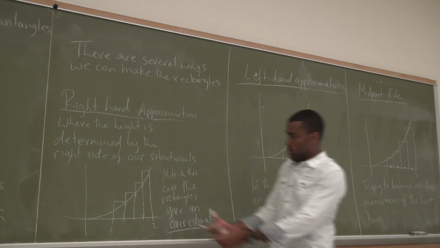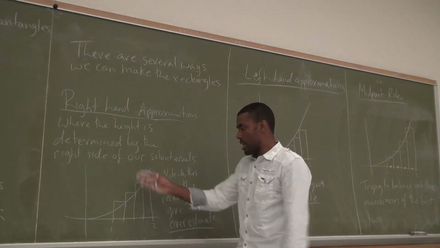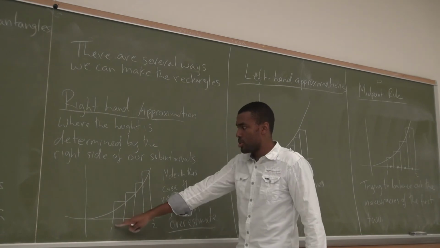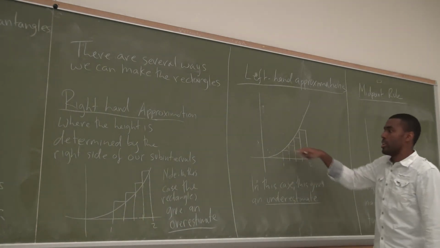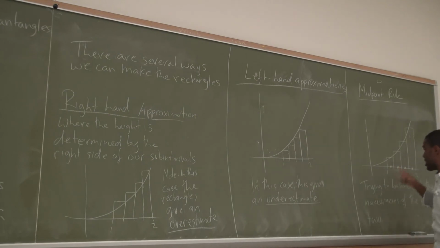So somehow I have this system. I can decide, okay, I'm going to cut up my interval a certain way and then use all the right sides to define the rectangles. Or I can cut it up and use all the left sides to define the rectangles. Or I can cut it up and use all the middle to define the rectangles. Right?